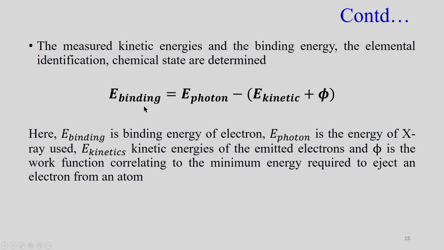So, basically the binding energy is the difference between the energy of the X-ray used, that is the energy of the photon, minus E kinetic, the kinetic energy of the emitted electrons, or you can say we are summing them, and it is the minimum energy required to eject electrons from the atom. So, it says the difference between the energy of the X-ray used minus the kinetic energy and the work required to eject an electron from the atom. This difference is coming because of the interaction between the electron and surface, and that energy is referred to as the binding energy.